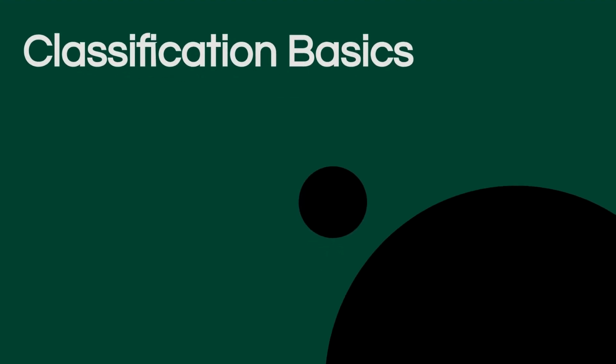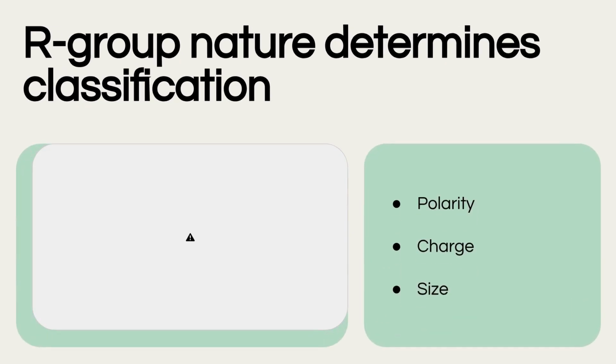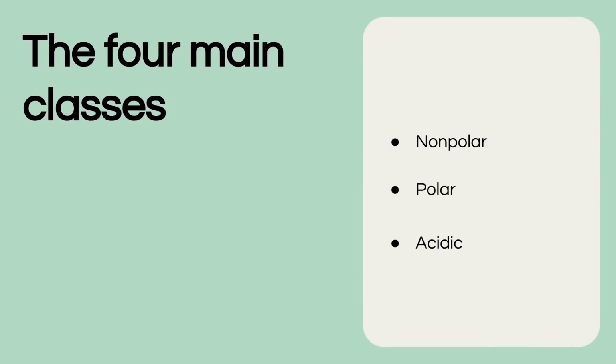Amino acids are primarily classified based on the chemical nature of this R group. This simple division helps predict how an amino acid will behave in a protein environment. The R group's polarity, charge, and size determine its classification, leading to distinct physical and chemical properties. We categorize amino acids into four main groups: nonpolar, polar, acidic, and basic. Each category plays a specific role in protein folding.